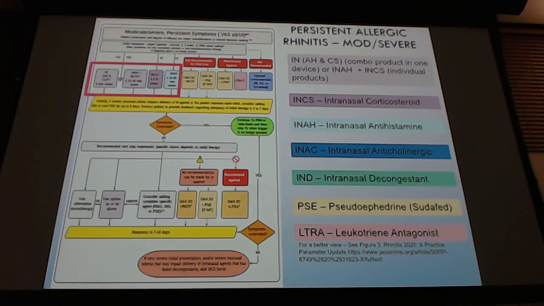And then looking at your persistent moderate to severe. So now I have my inhaled combo, right? Because not only are we persistent, we're more moderate to severe. So now I have my combo of inhaled antihistamine with my inhaled corticosteroid, whether it's alone or as a combo product. Second line, I have that inhaled corticosteroid alone. And then you see third line, I have my inhaled antihistamine.